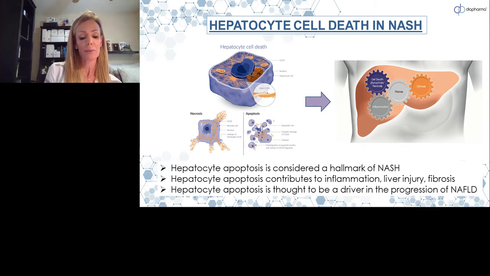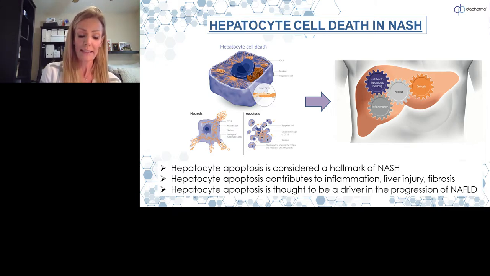Okay, so now I'm going to switch gears for a minute and talk about hepatocyte cell death and its role in NASH. Then I'm going to introduce you to cytokeratin 18, and then I'm going to lasso those two together into a couple of biomarker assays and talk about their utility in NASH clinical trials.